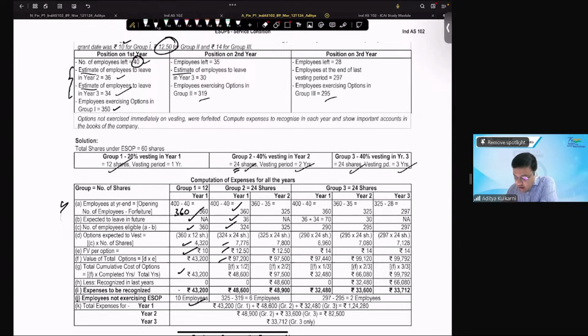So my total options expected to vest is 7,776. But when is it expected to vest? At the end of year 1 or at the end of year 2? At the end of year 2, and therefore 97,200 is the expected expenditure for year 1 only, or for year 1 and 2 cumulatively? 1 and 2 cumulatively. So therefore expense for year 1 is divided by 2, so 48,600.